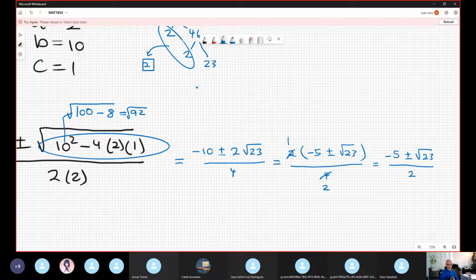Okay, in this case, we have two solutions, as always. Normally, the quadratic equation has two solutions. Sometimes it has only one, but that's also weird. And this is real, and this is irrational, because it involves the square root of 23, which is a prime number.